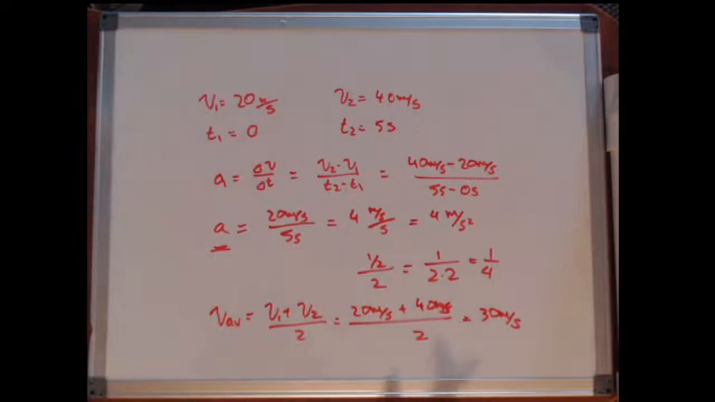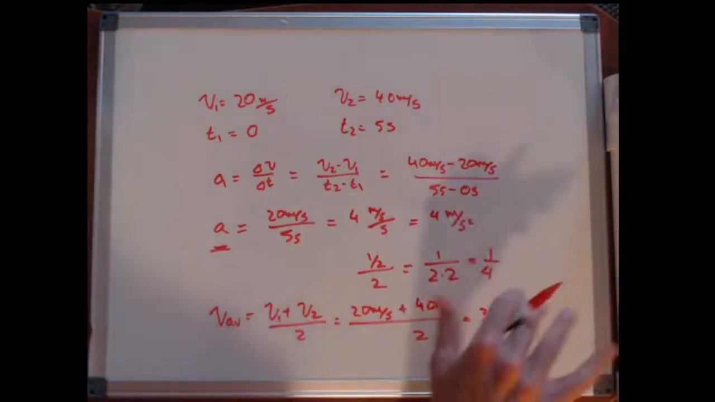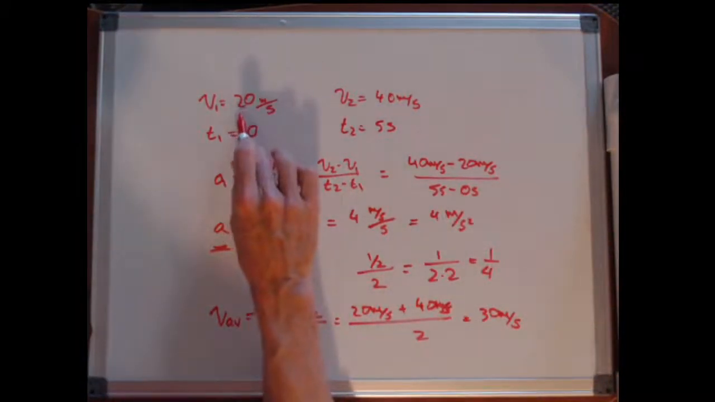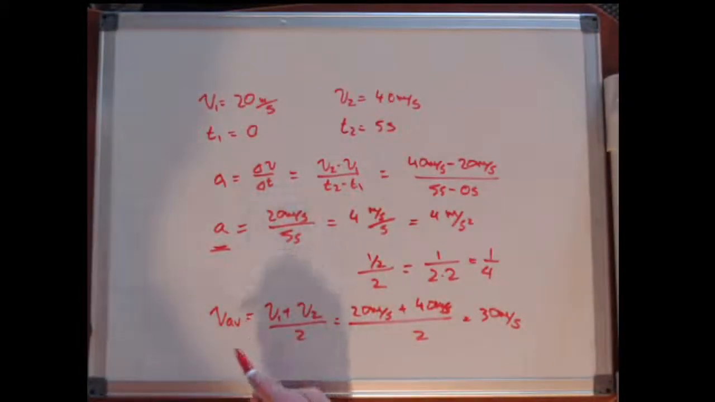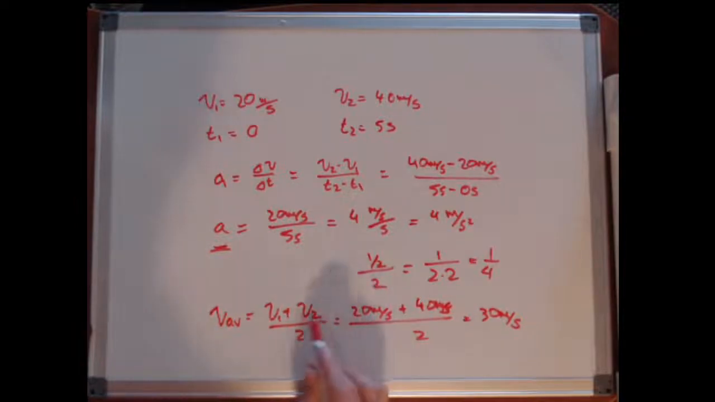Hopefully, if somebody just asked you this without knowing any physics and said, hey, look, the car started at 20 meters per second and it finished at 40 meters per second. How fast was its average speed? You would say 30, right? It's halfway between those. That's what this formula gives you, right?